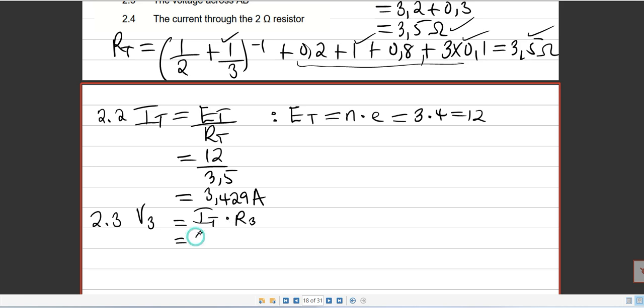So we have 3,429 times 1, and you'll get 3,429 volts.